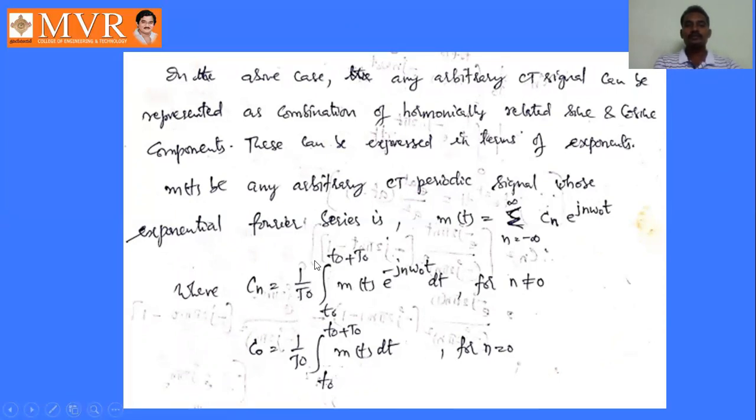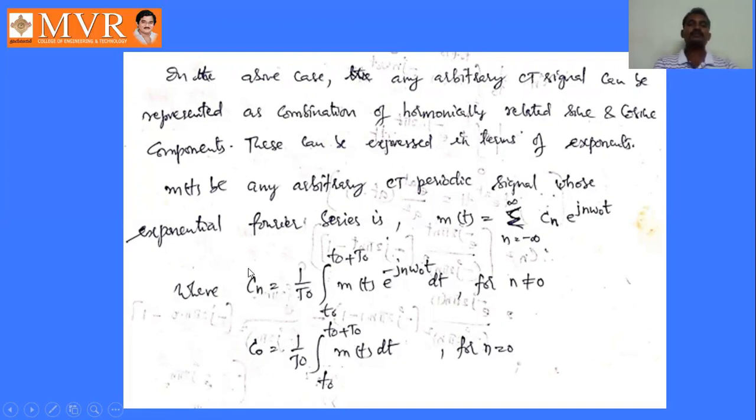C naught equal to 1 by T naught integral t naught to t naught plus T naught m of t into e power j into 0 into omega naught t, that is e power 0. E power 0 is 1. That's how it will become m of t into dt for n equal to 0. Why? Because by replacing n equal to 0 in this expression, we will get the c naught coefficient.